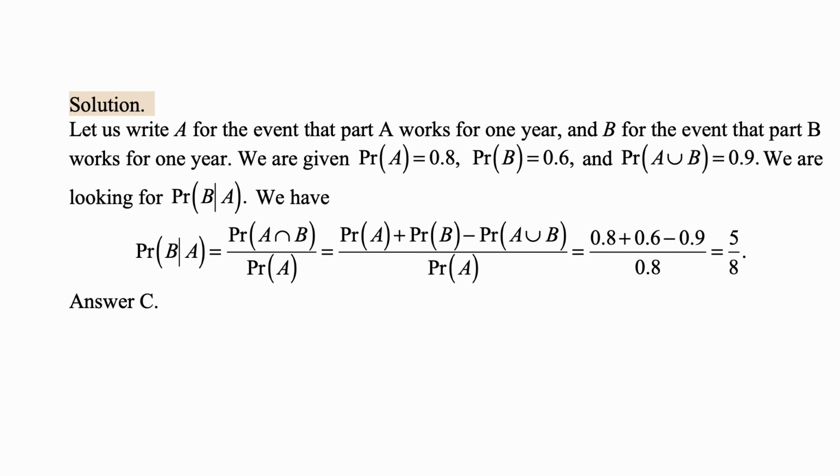And that's equal to 0.8 plus 0.6 minus 0.9 over 0.8. So 0.8 plus 0.6 is 1.4, minus 0.9 is 0.5. So this is 0.5 over 0.8, which is the same as 5 over 8. And that's answer C.